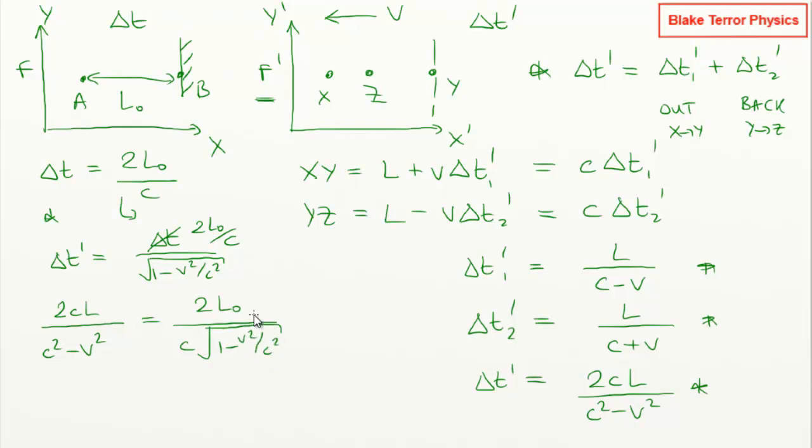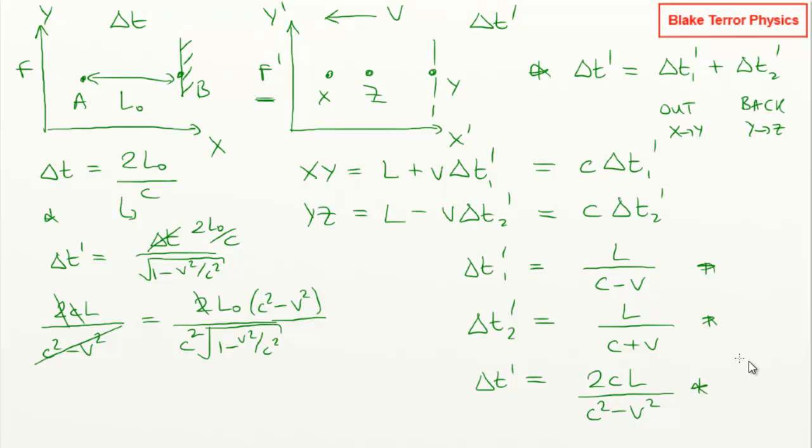So now we just need to do some rearranging to make L the subject. So get rid of the 2's, and then we've got that c, we can make that a c squared. Get rid of that c squared over c squared minus v squared, multiply both sides by that. So now we've got L as our subject. Now, this doesn't look exactly at the moment like our time dilation formula.